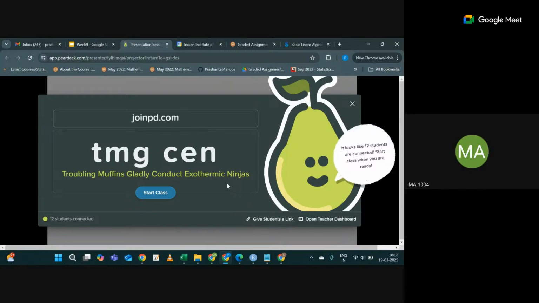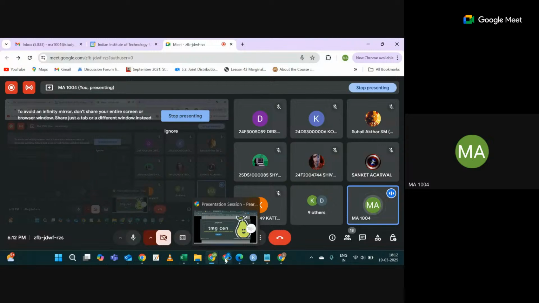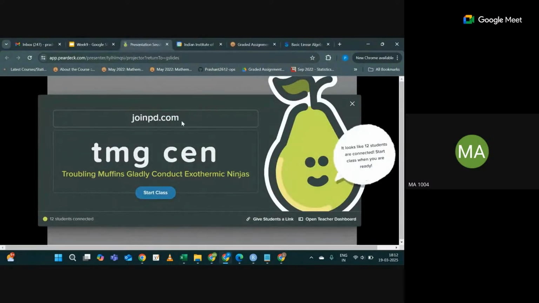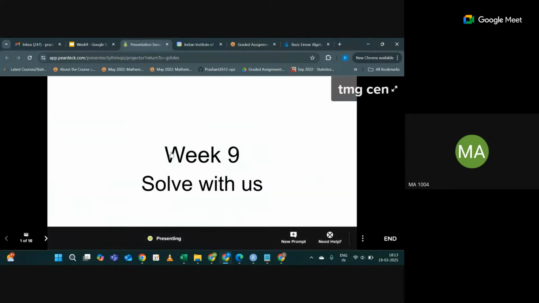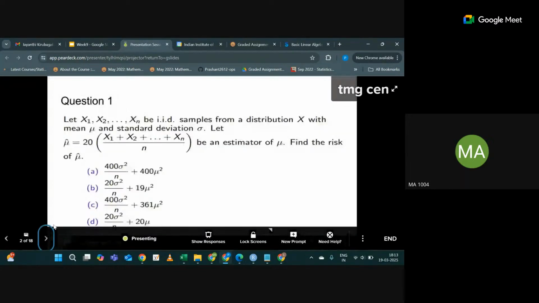Okay, so let me start. I would request everyone, please join it fast. Let me repeat the procedure once more. This is joinpd.com. Just open your browser and write joinpd.com. Once you write this, it will ask you to enter a code. So the code is TMGCEN. Okay. So this is the week 9 solve session.